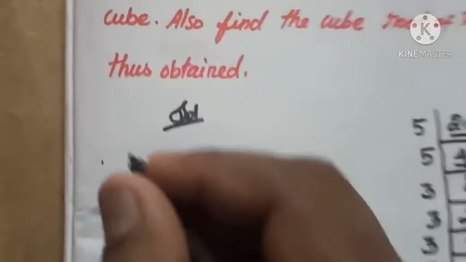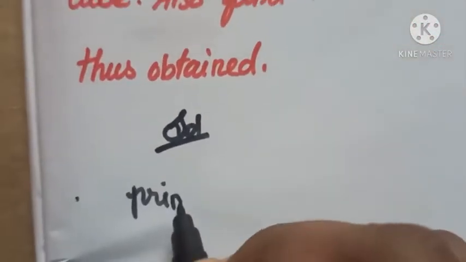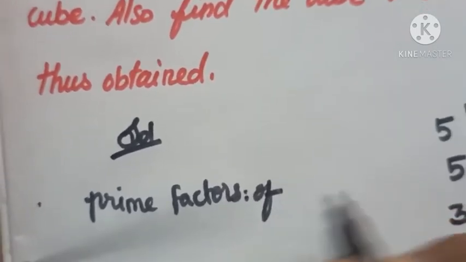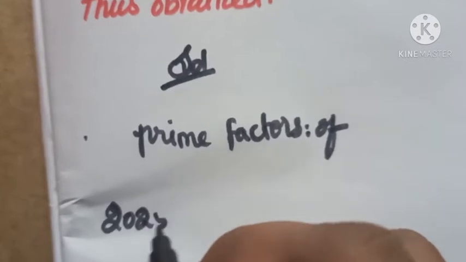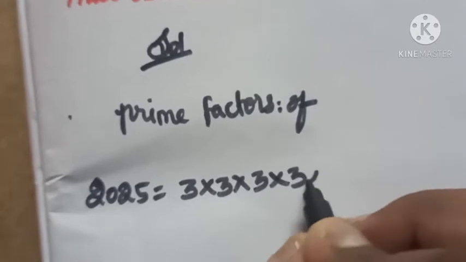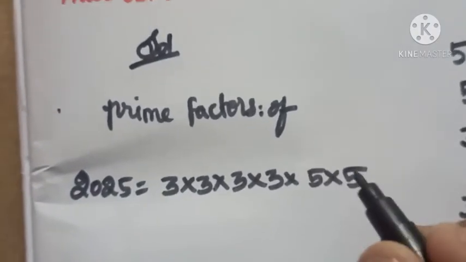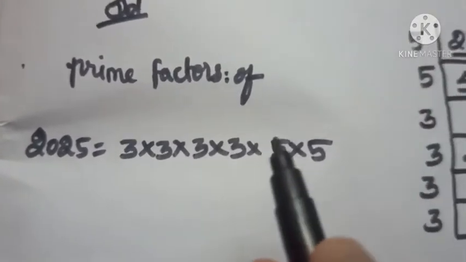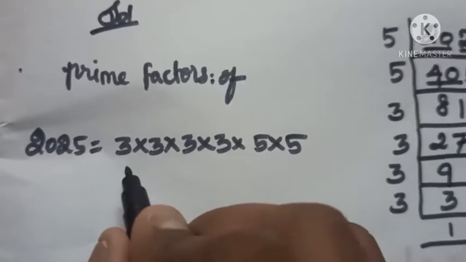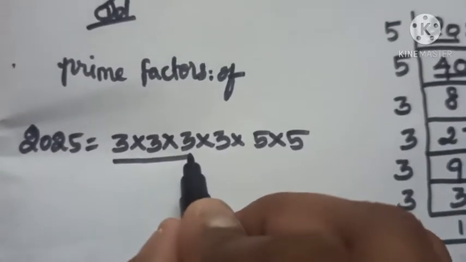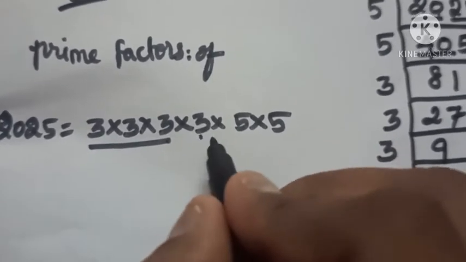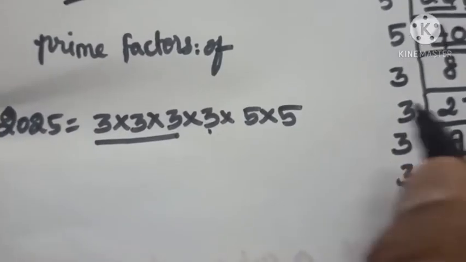Okay. So just to write the prime factors. Prime factors of 2025 is equal to 3 into 3 into 3 into 3 into 5 into 5. Now you want to check whether all the factors are in triplet or not. So I just make a triplet: 1, 2, 3. Triplet means a number multiplied thrice. You can see a number and another factor. We need 2 more 3s to make this a triplet and 1 more 5 to make a triplet.